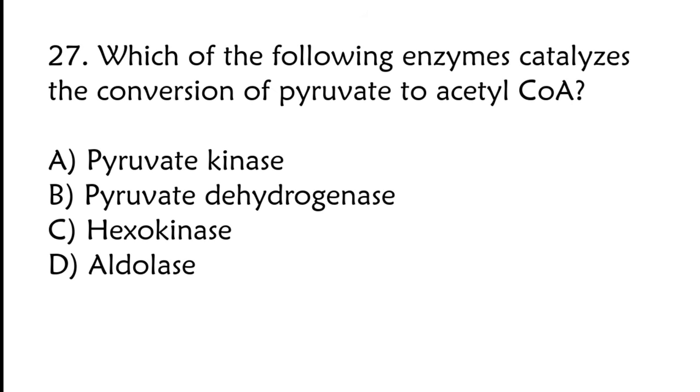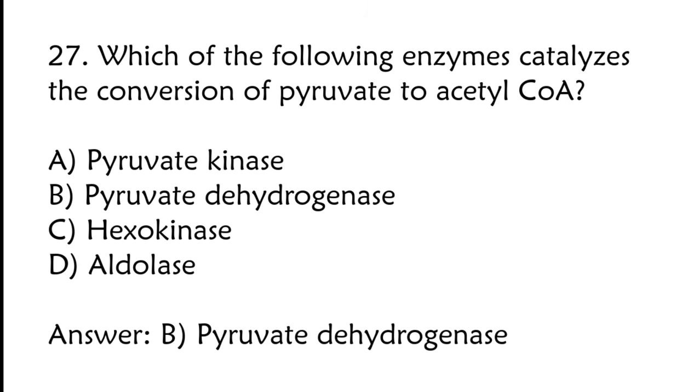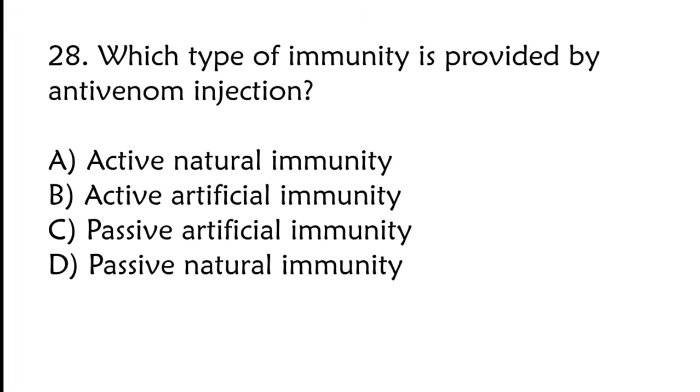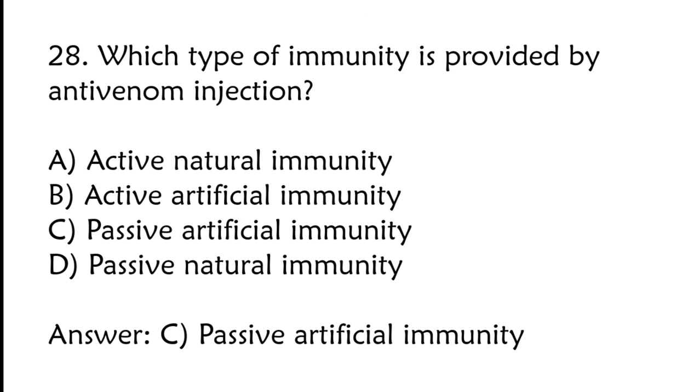Which of the following enzymes catalyzes the conversion of pyruvate to acetyl coenzyme A? Correct answer is pyruvate dehydrogenase. Which type of immunity is provided by antivenom injection? Correct answer is passive artificial immunity.